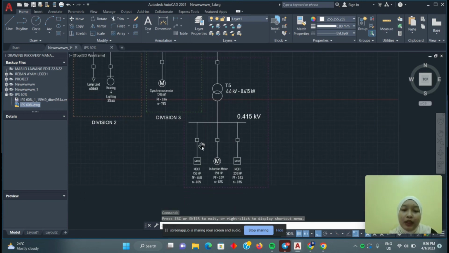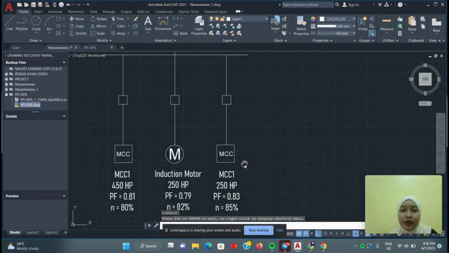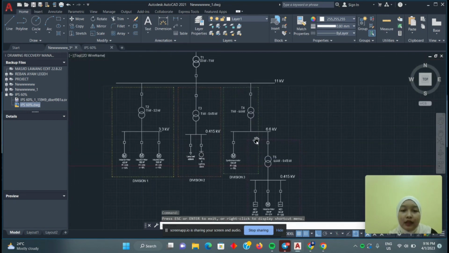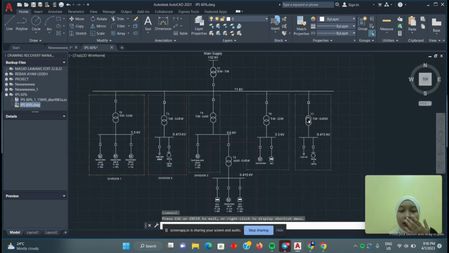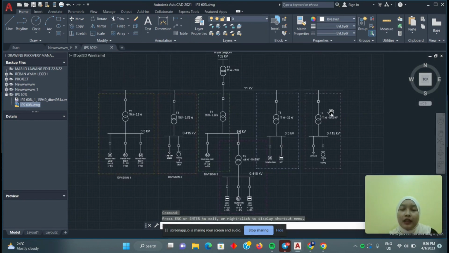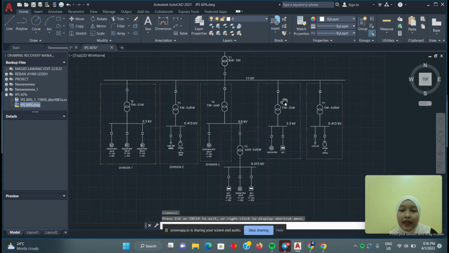Here we have about 3 loads, which are MCC1, which is 450 horsepower, and then we have an induction motor at 250 horsepower, and MCC2 at 250 horsepower. So that's all for this system. Okay, next, this is the design for the load which has a 60% increment. So here we only add the transformers for division 4 and division 5, which are transformer 6 and transformer 7. Okay, that's all from me.